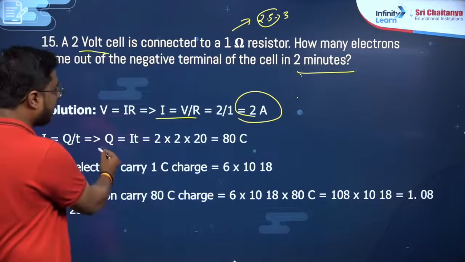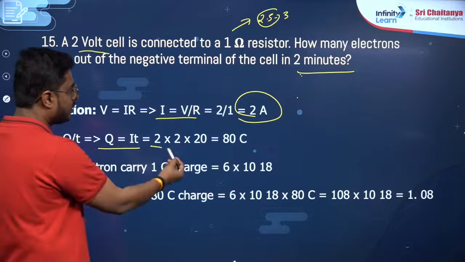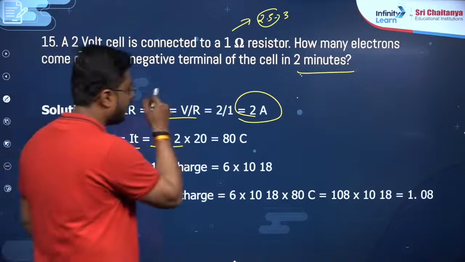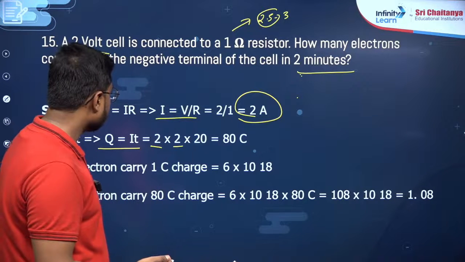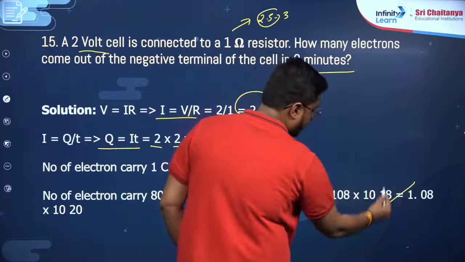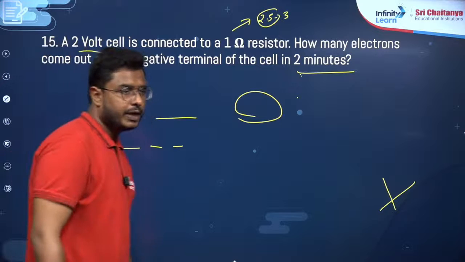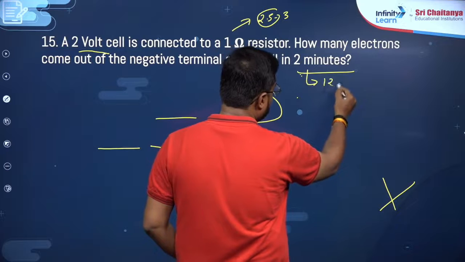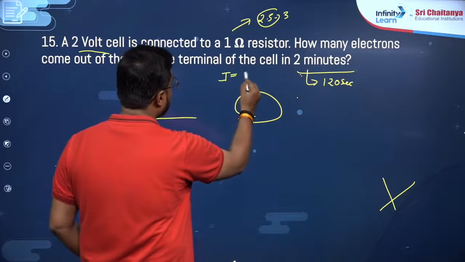Now Q is equal to It. We all know that. The current given here is 2, and the time is 2 minutes. The time I need to convert, so that will be 120. Let's solve it by ourselves. What will be the time here? Time will be equal to 120 seconds. Current we got is 2 ampere.